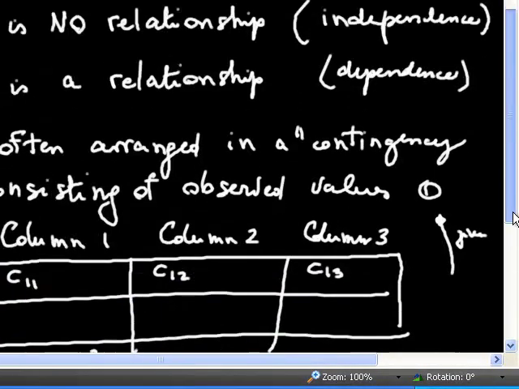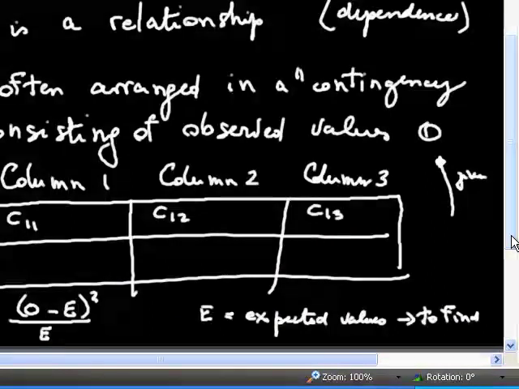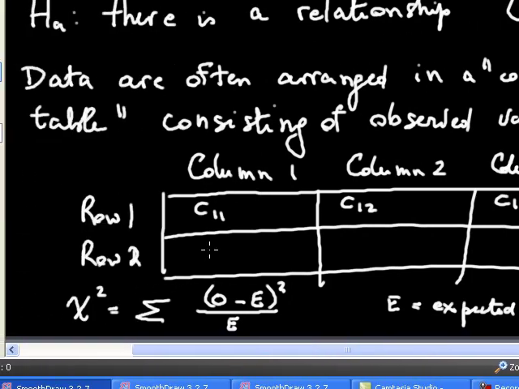For instance, here I have an example of a table containing 2 rows and 3 columns. Each cell is C11, C12, C13. So the first index represents the row and the second index represents the column. So this will be C21, meaning row 2, column 1. And this will be C23.